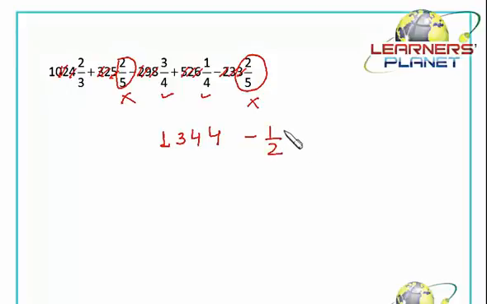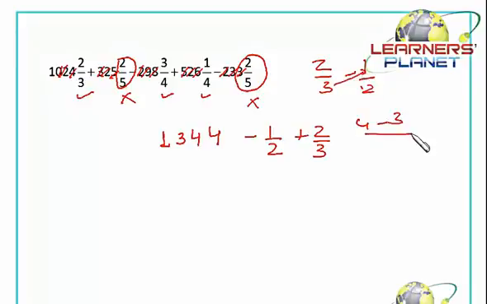Then this portion is plus 2 by 3. Now let's finish this calculation. It's 2 by 3 minus half. It's 2 2s are 4 minus 3 by 6. So it's 1 by 6. So 1344 plus 1 by 6 is 1344 1 by 6. This is the final answer.